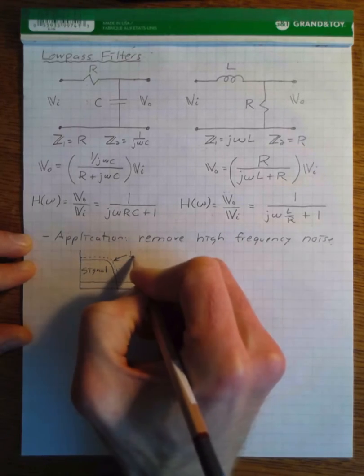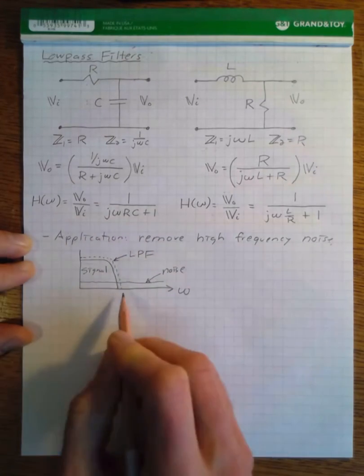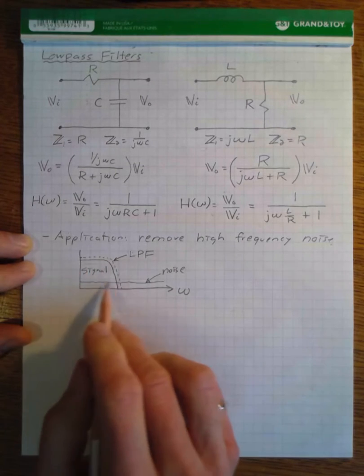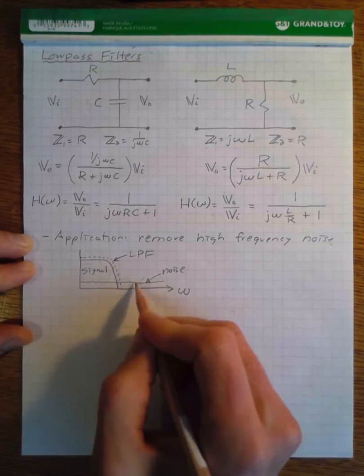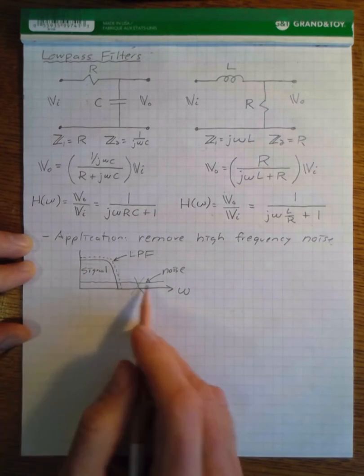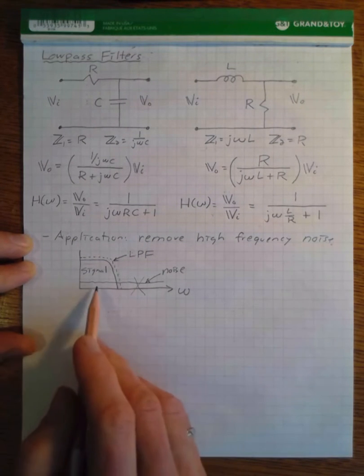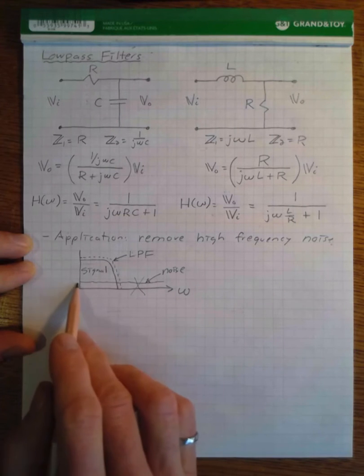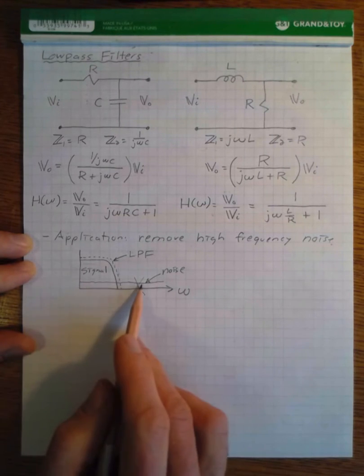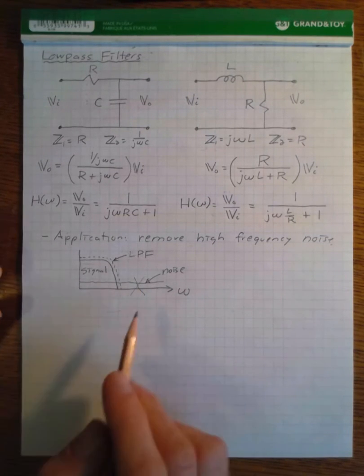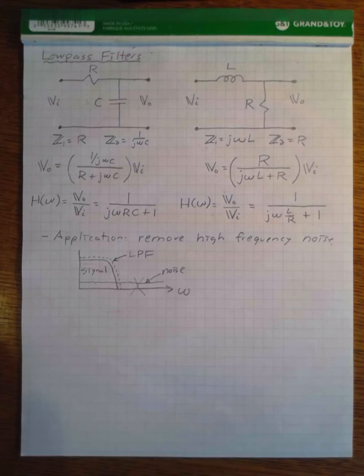So this would be our low-pass filter. And then we pass the desired signal and we remove any high-frequency noise that's in the stop band of our low-pass filter. And of course, there's nothing we can do about the noise that's corrupting our signal within the signal band, but we can get rid of this noise that's outside of our signal band. And this is a very, very common application for low-pass filters.